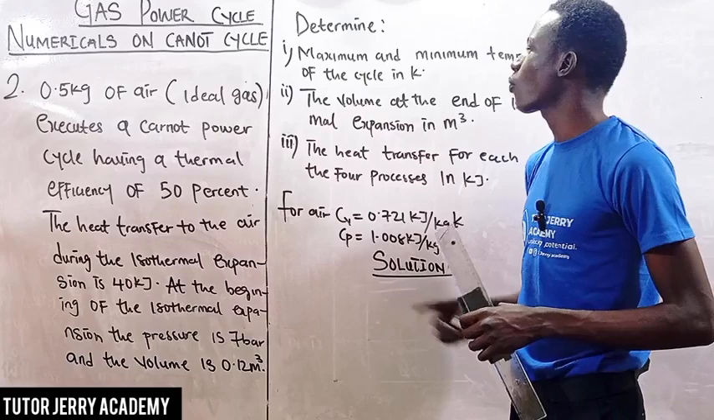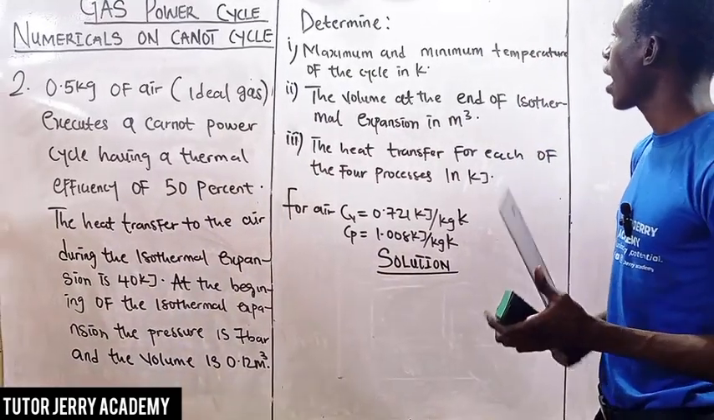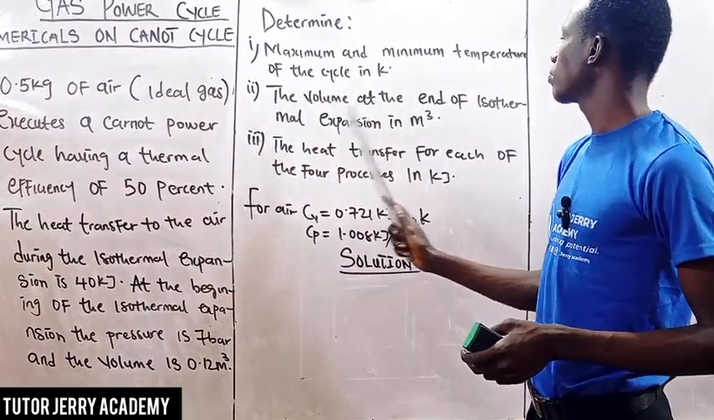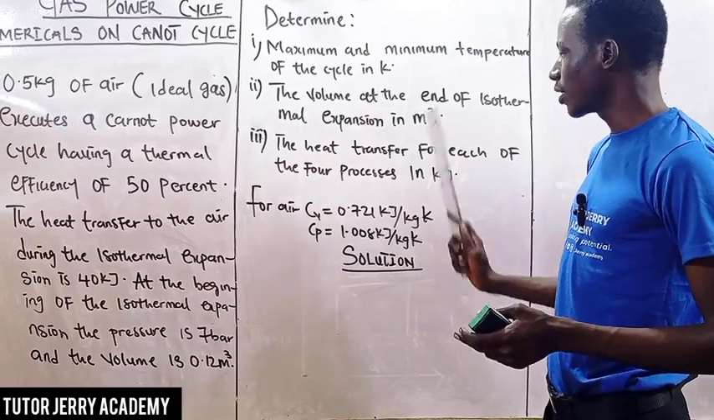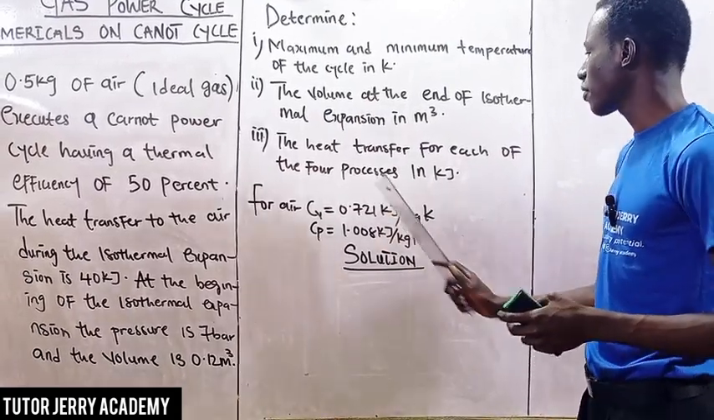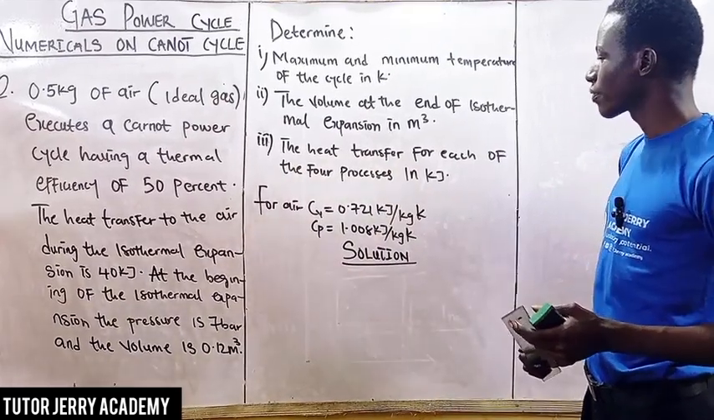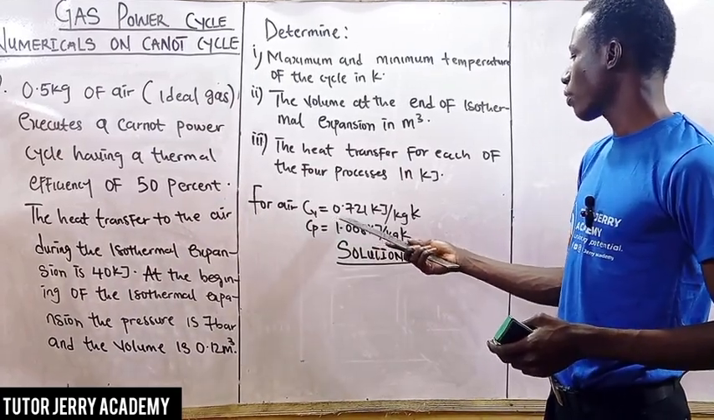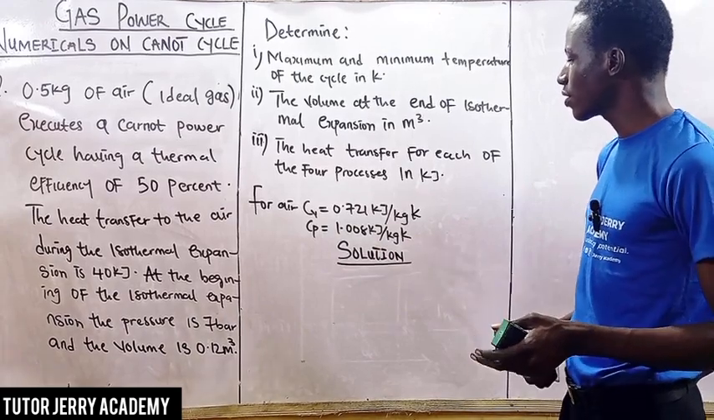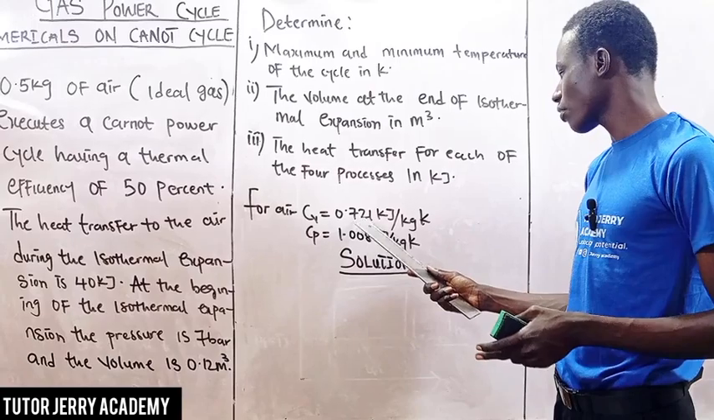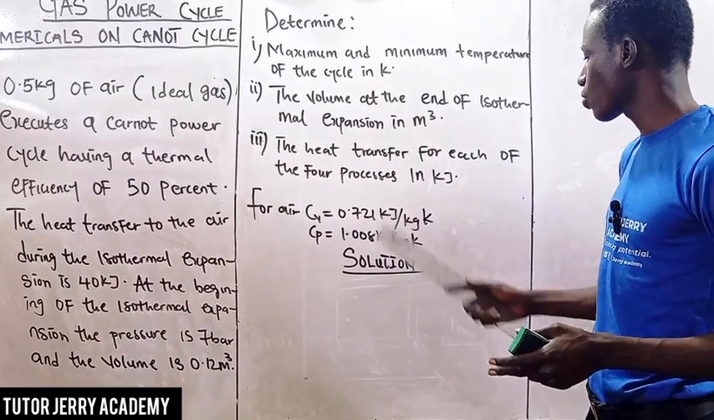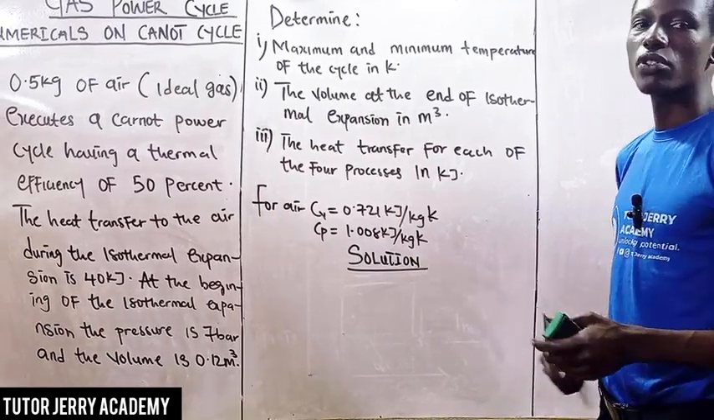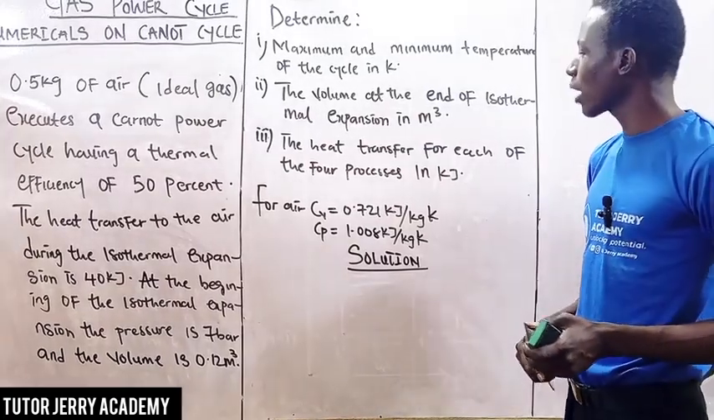Now we are asked to determine, one, the maximum and minimum temperature of the cycle, of course in Kelvin, the volume at the end of isothermal expansion in meter cube, and the heat transfer for each of the four processes in kilojoules. We are given Cv, the specific heat capacity at constant volume, to be equal to 0.721 kilojoules per kilogram Kelvin, and Cp to be equal to 1.008 kilojoules per kilogram Kelvin. So what will I be doing next?